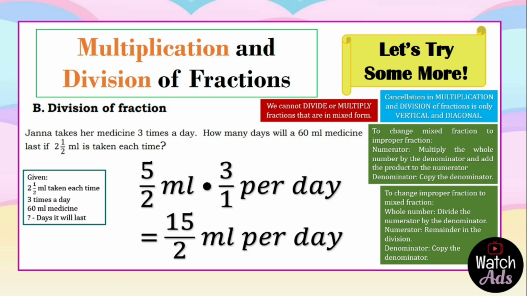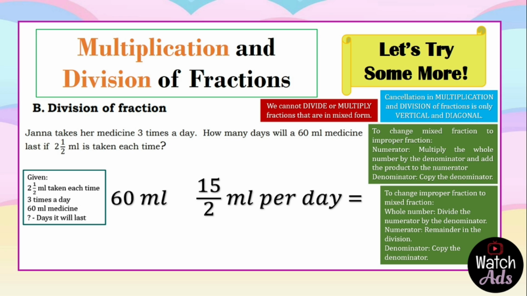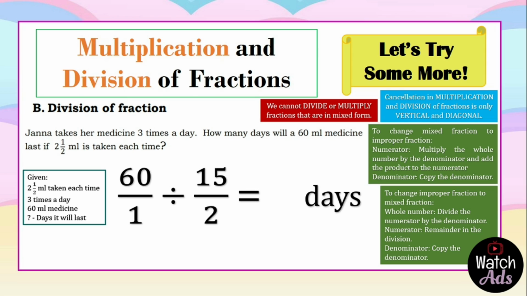Now think of the process to be used. The process to be used is division. 60 ml divided by 15 halves ml per day. Now we take this as a fraction. 60 over 1 divided by 15 halves is equal to how many days? Since it is division, we change the sign to multiplication and take the reciprocal of the divisor. 15 halves, the reciprocal is equal to 2 over 15.